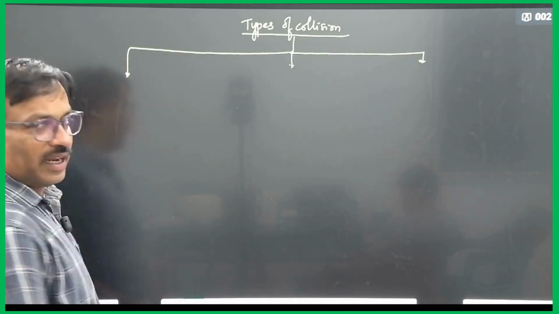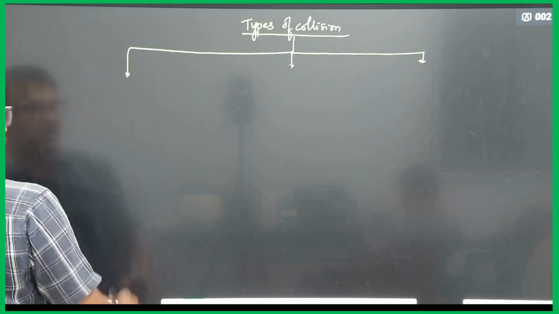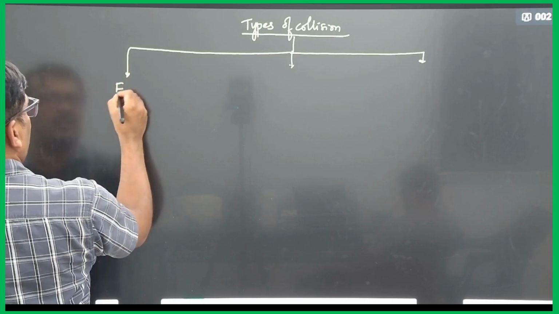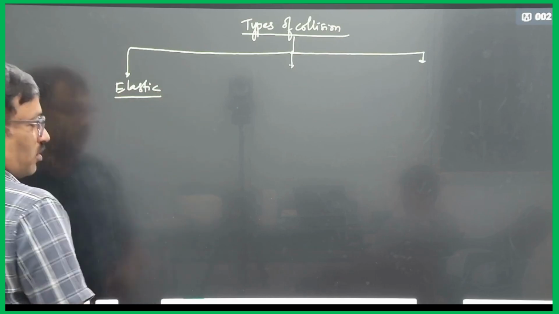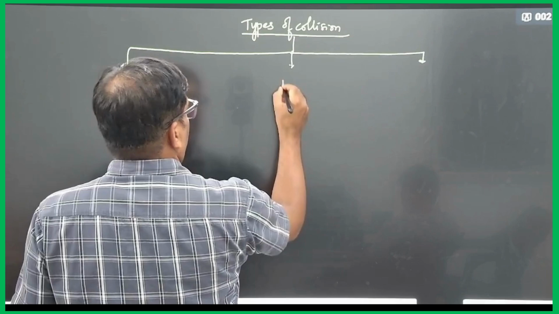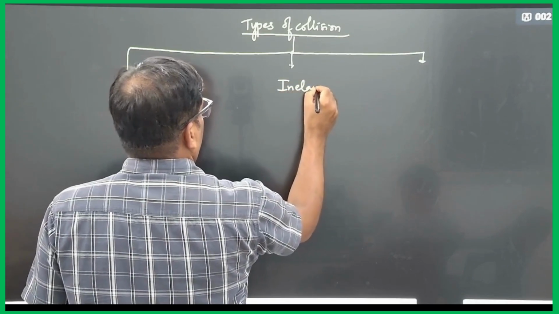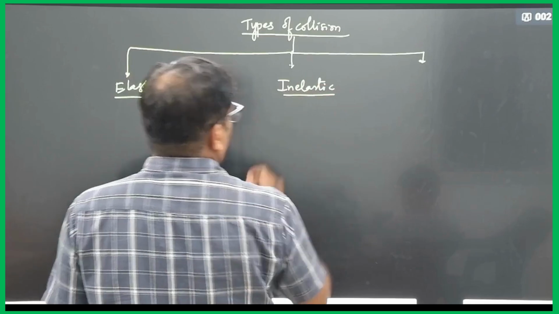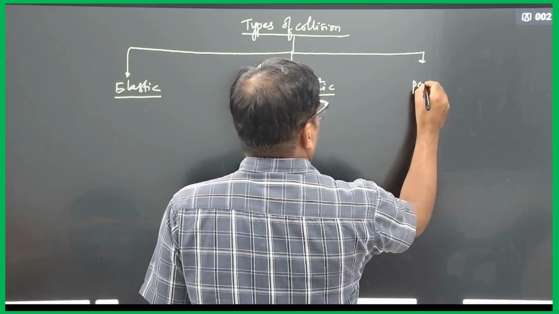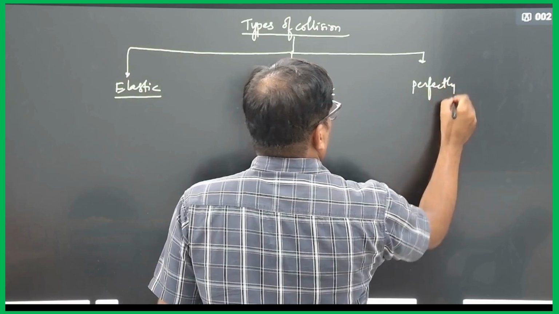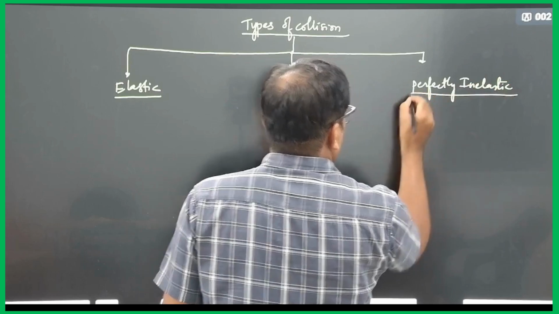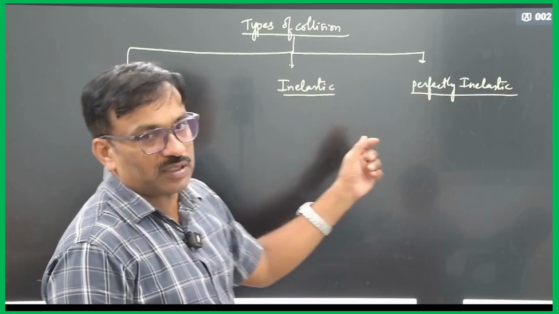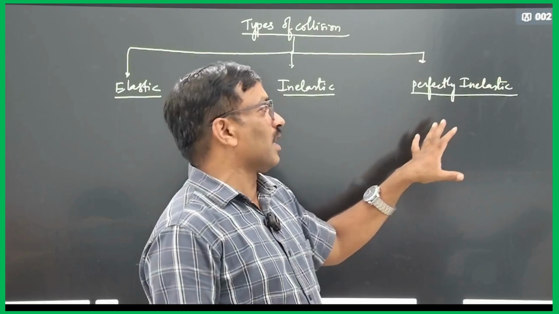So first, in any type of collision, momentum conservation will compulsorily be there. So the first one is elastic collision. The next one is inelastic collision. Another one is perfectly inelastic collision. What are these types? We'll see now. Perfectly inelastic collision, we'll also call it completely inelastic, both are the same only.